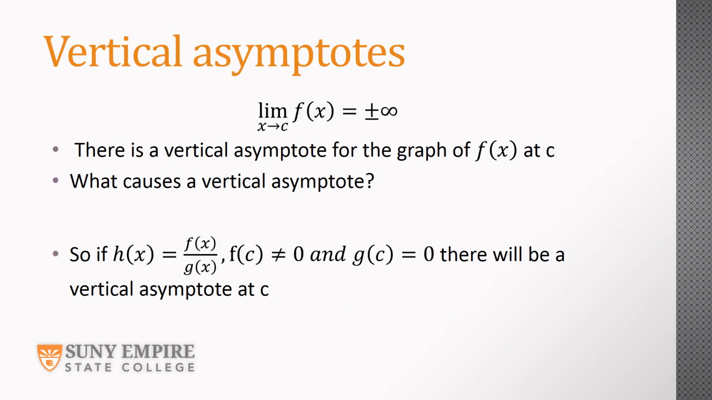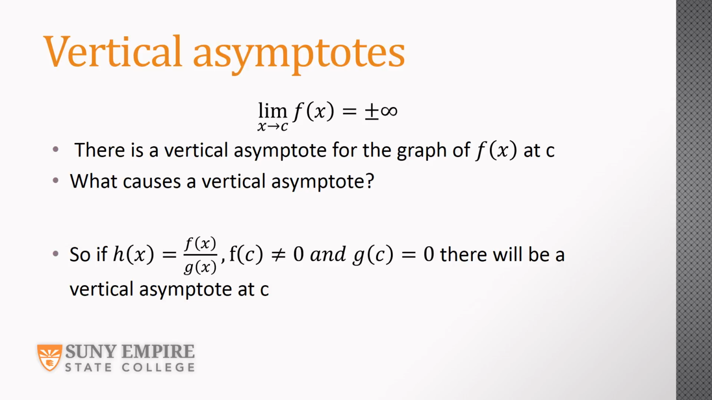What do these infinite limits mean for the graph of a function? If a limit is equal to positive or negative infinity at some point c, we say that there is a vertical asymptote at c. But what exactly causes a vertical asymptote to form? In short, it is division by 0. The only exception is the case where we have 0 divided by 0.